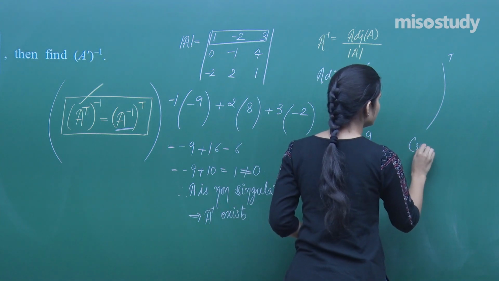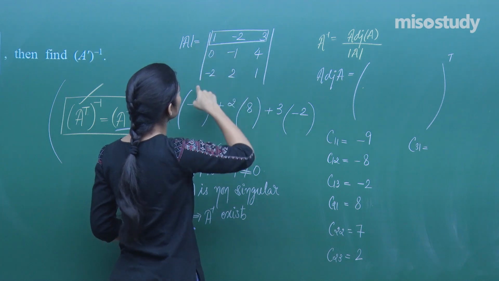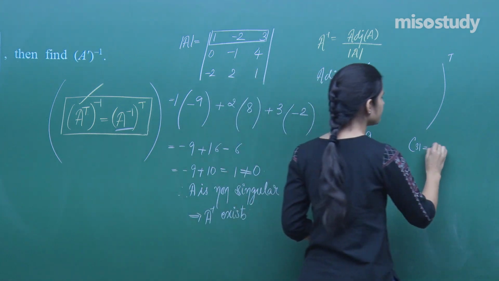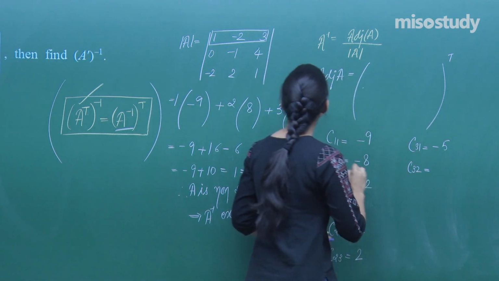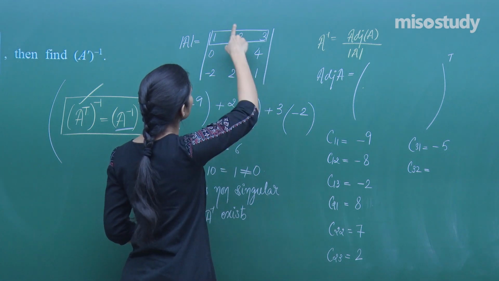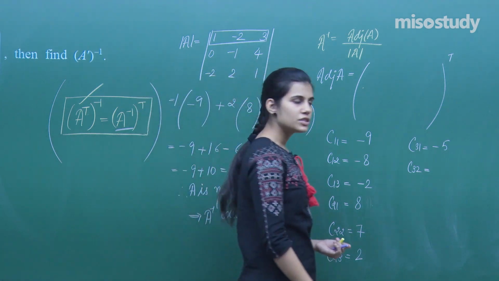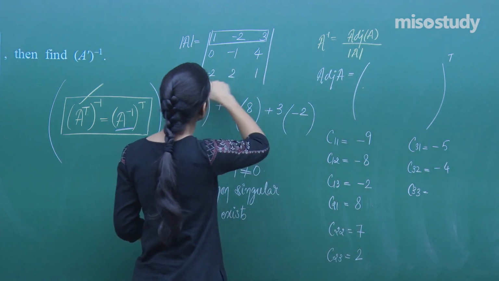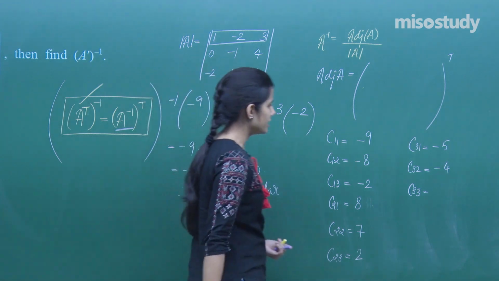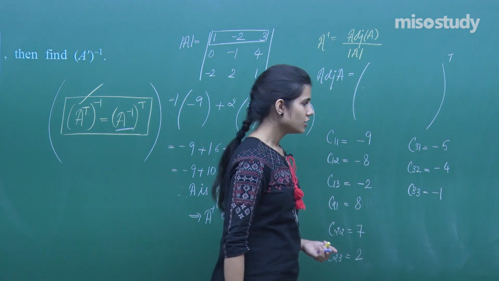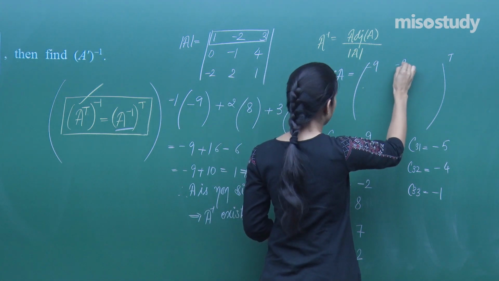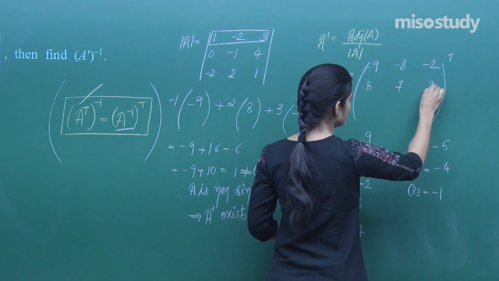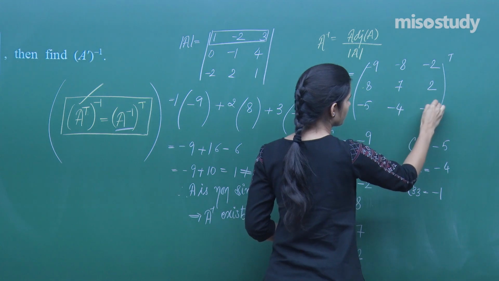Then C31, third row, first column, it will be -8 plus 3, which is -5. C32, third row, second column, it will be 4 minus 0, which is 4, so it will be -4. And C33, third row, third column, it will be -1, that is it. So let's write it down: -9, -8, -2, 8, 7, 2, -5, -4, -1.